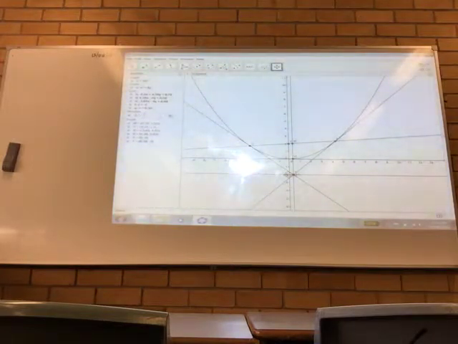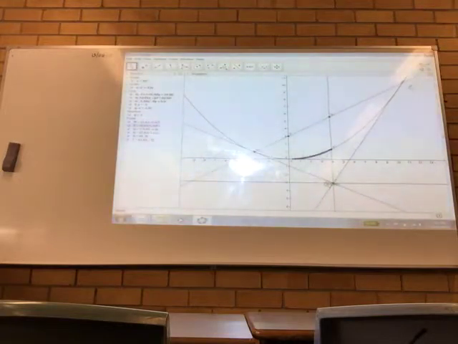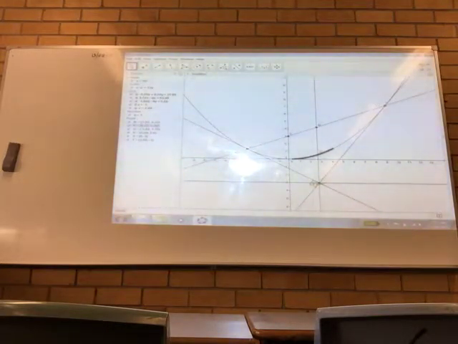So if I change that to focal length 3, for example, and remove that locus, it traces the original parabola x squared equals 12y.